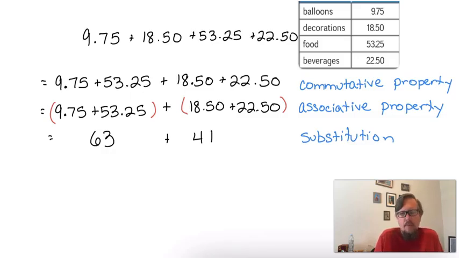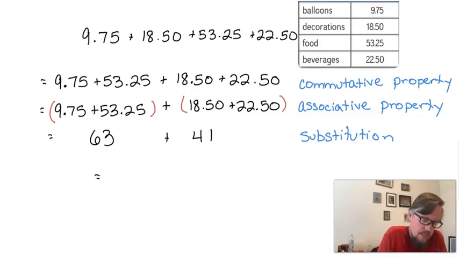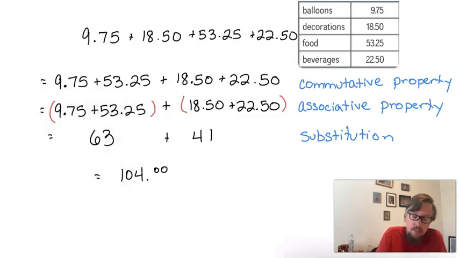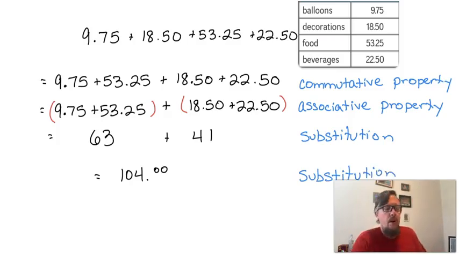63 plus 41. 60 plus 40 is 100. 3 plus 1 is 4. So the final answer is it's going to be $104. And this is also substitution because we have replaced or substituted by removing the 63 plus 41 and replacing it with 104.